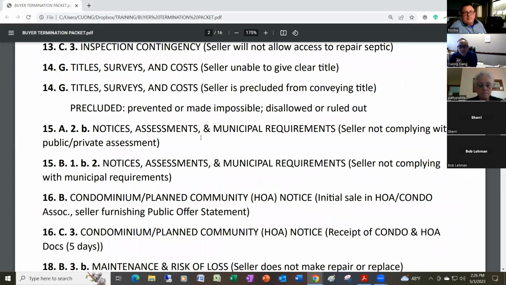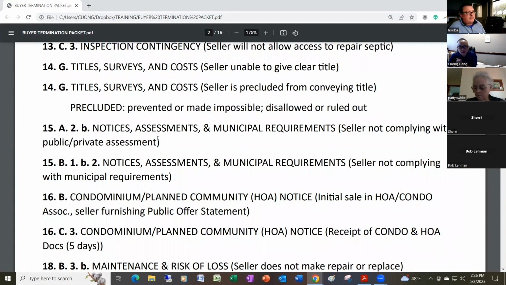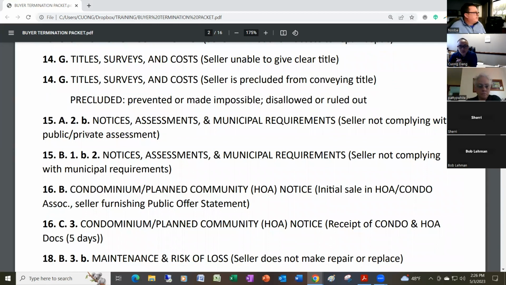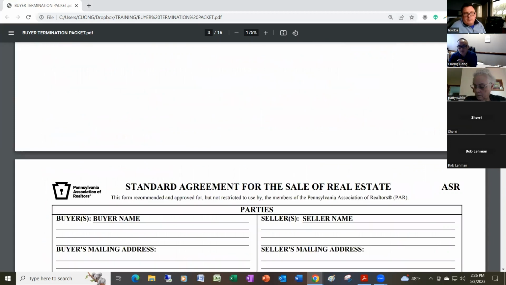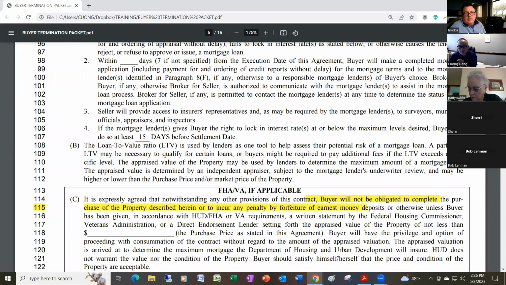All right, the next paragraph cited, 15, which is notices, assessments, and municipal requirements. So 15, capital A, 2, lowercase b, states seller not complying with public-private assessment, and 15, capital letter B, 1, lowercase b, 2, seller not complying with municipal requirements. Let's go to 15. Sherry, have you ever had to deal with paragraph 15 ever?